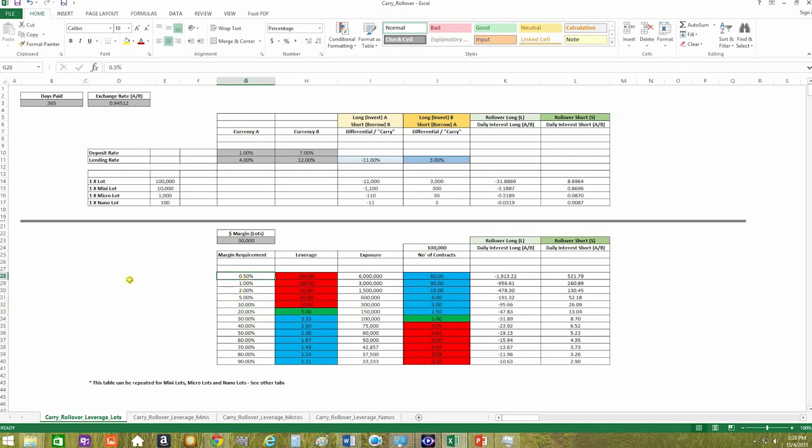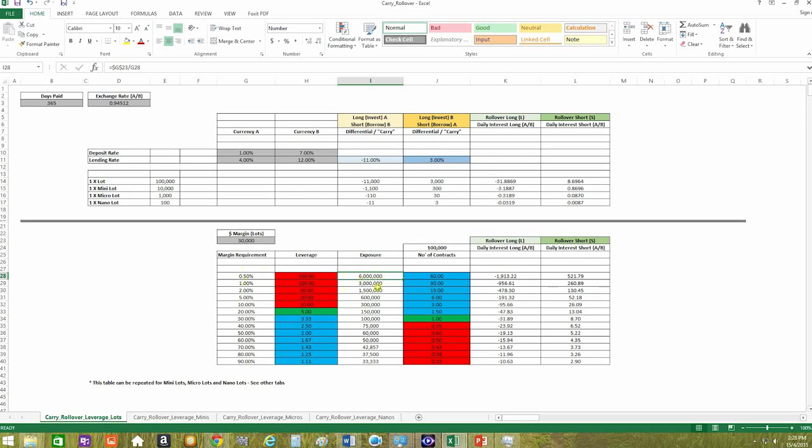So let's start with the extreme example of 0.5% margin requirement, and that's equivalent to 200 times leverage. So as we did earlier in terms of working out the leverage, it's just 1 divided by the margin requirement. As you can see, 1 divided by G28. And the exposure, if we were to use the full leverage that the broker is offering us, the exposure is 6 million. And we work that out by taking the margin dollars that we've got in the account and we divide that by the margin requirement.